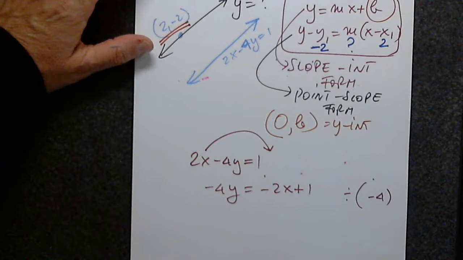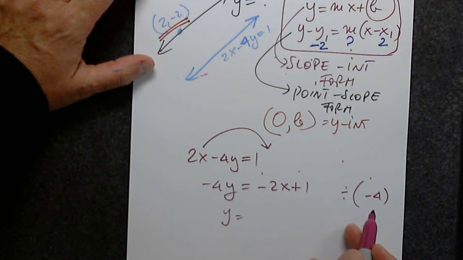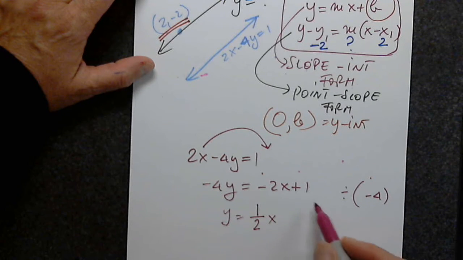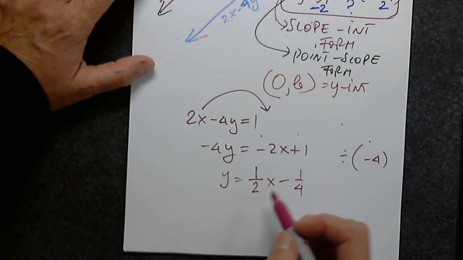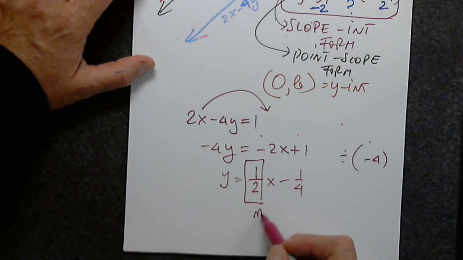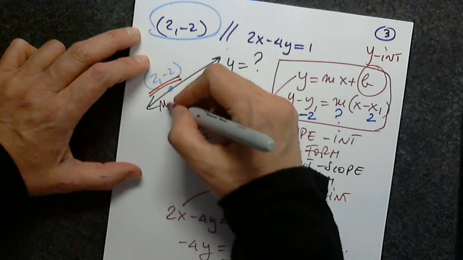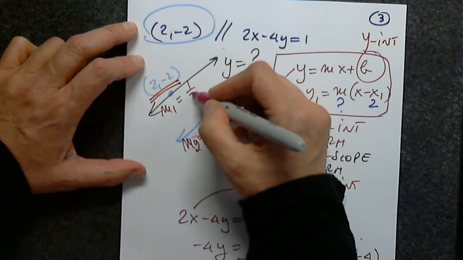So we divide both sides by -4. Then -4 divided by -4 is 1, and -2 divided by -4 is 1/2, and 1 divided by -4 is -1/4. What is the slope of this line? 1/2. If the slope of, let's say, line 2 is 1/2, what would be the slope of line 1? And why is it 1/2?